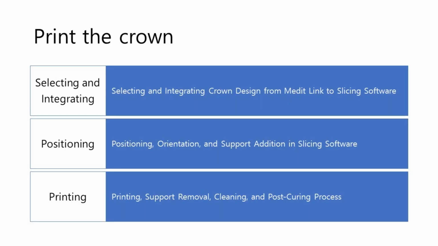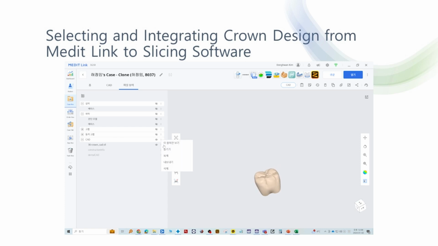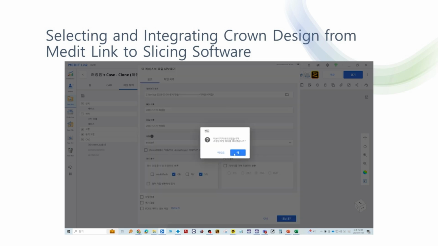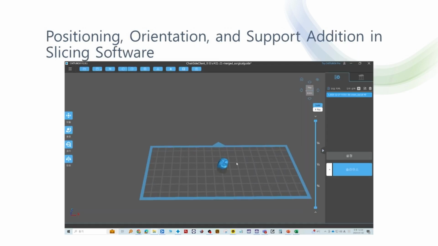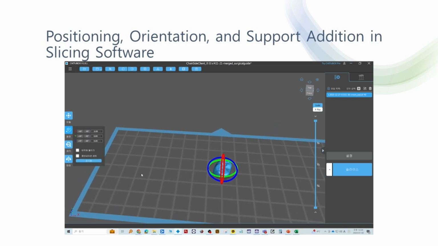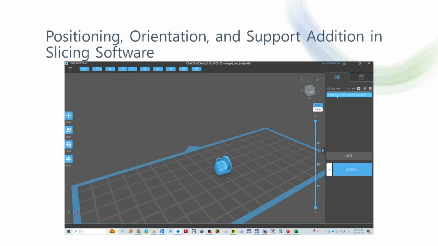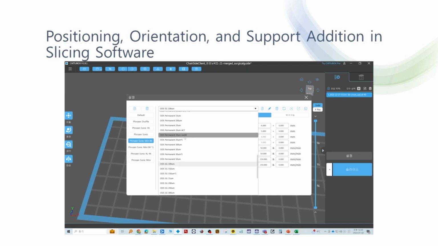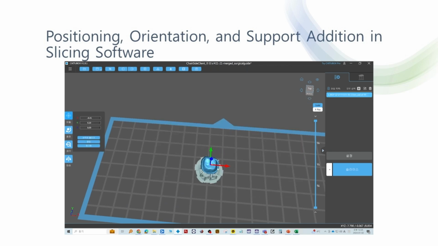Now that we have finely tuned the exposure time, we will proceed to print an actual crown to validate the effectiveness of our settings. The process will be carried out as follows, ensuring we thoroughly assess the quality of the 3D printed crown. First, we select a crown design from Medit link. This design is then integrated with slicing software to be transformed into a printable file. In the slicing software, we set the position and orientation of the crown. This step involves determining the optimal printing placement and direction for the crown, and adding necessary supports to create the output file.